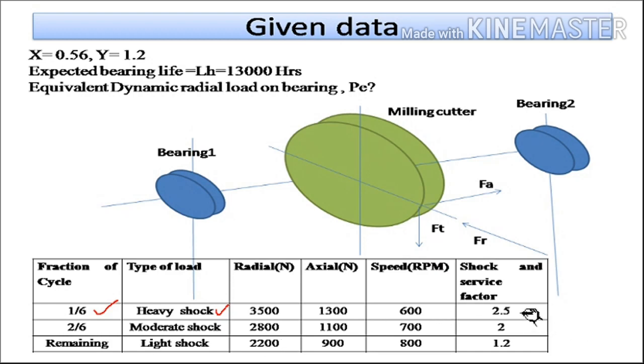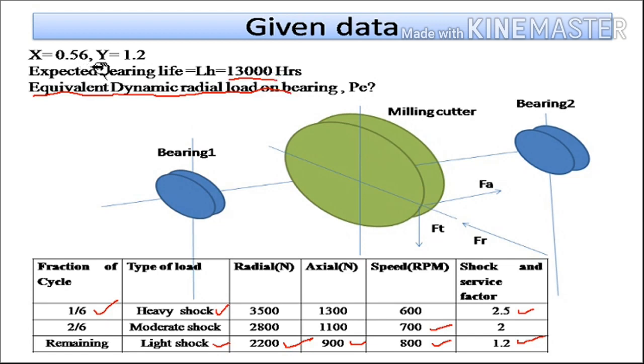Similarly, for 2/6 of the cycle there is a moderate shock, and radial force, axial force and speed are given. For the remaining cycle, there is a light shock with this much radial force, this much axial force, the speed 800 rpm, and shock and service factor 1.2. So as we have specified, the loading is of different kind at different times, and finally you are expected to find the equivalent dynamic radial load on the bearing, the life of the bearing expected is 13,000 hours, and the X and Y factors are specified.